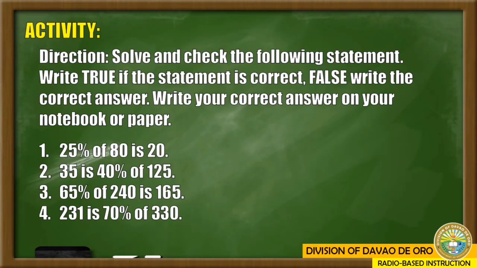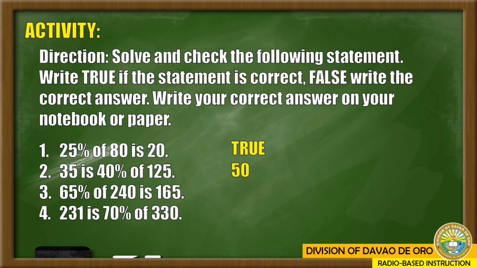Okay, we will check your work. Let's start with number 1. 25% of 80 is 20. True or false? Very good. True. Number 2. 35 is 40% of 125. True or false? Very good. False. So our correct answer is, good job, 50.